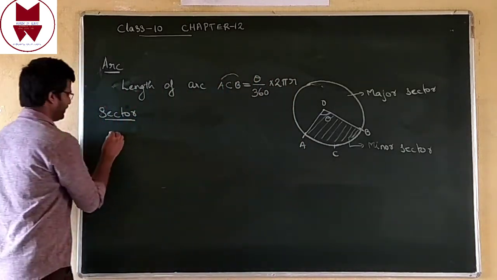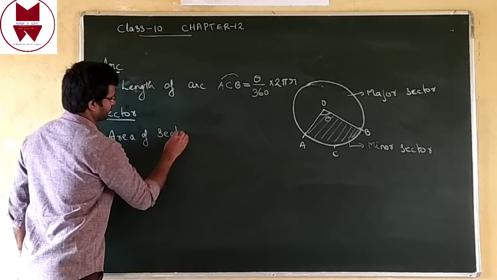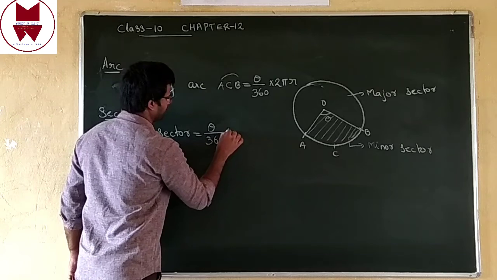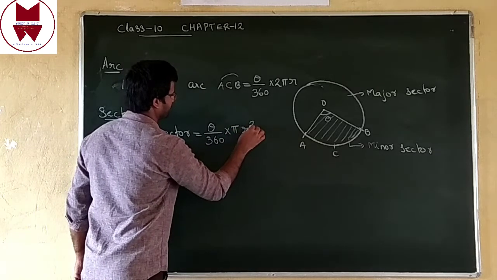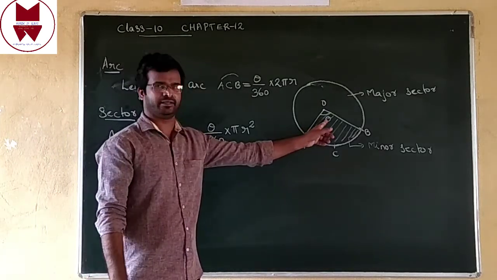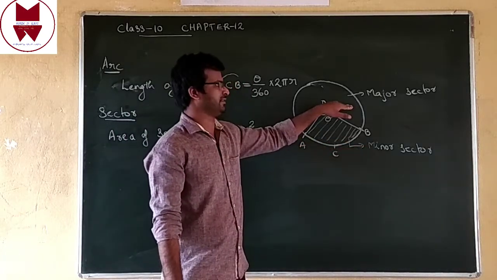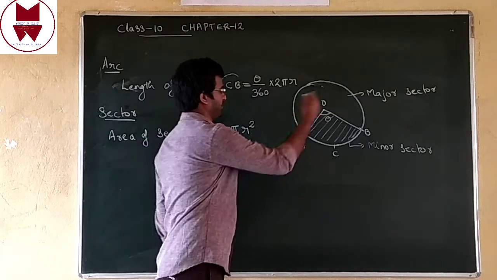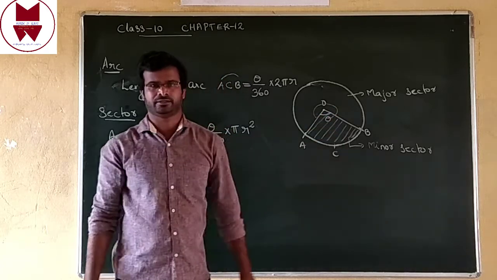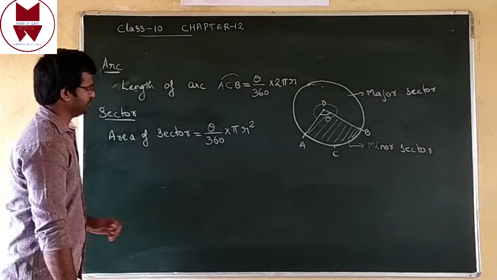Then area of sector is equal to theta by 360 into pi r square. This is for area of sector. Here theta is this angle, then r means the radius. For minor sector and major sector, we use the same formula. But if you consider the major sector, the angle will be the total minus this, that will be the angle of that major sector. Okay, formula is done.